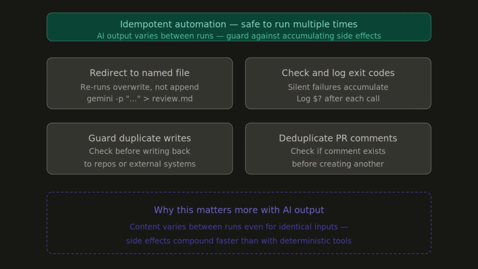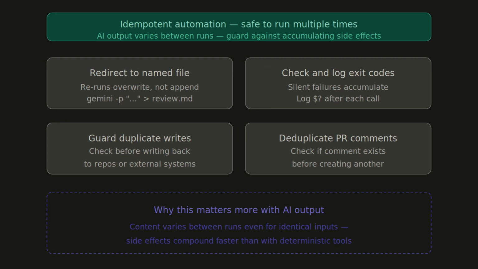Design headless automation to be idempotent, safe to run multiple times without different results. This means always redirect output to a named file rather than standard output, so reruns overwrite rather than append. Check exit codes and log them. Don't let silent failures accumulate.